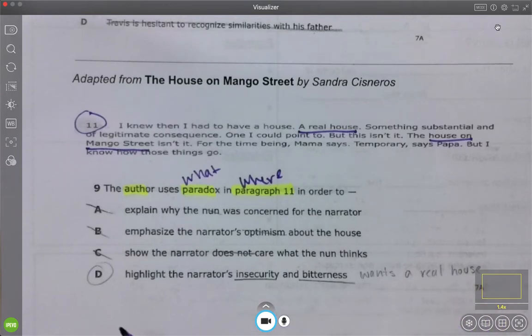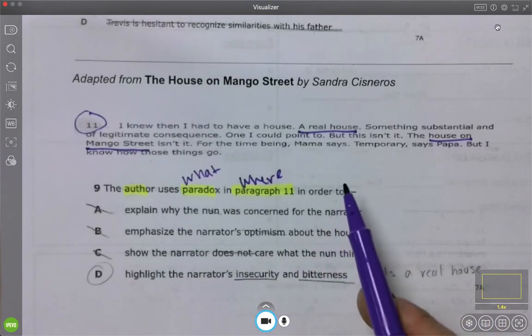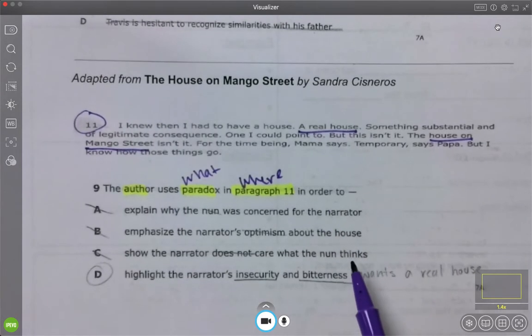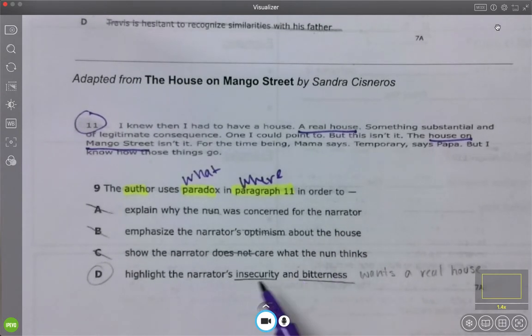So the answer is D, because the author uses the paradox in order to show us that this house does not feel real to her and makes her insecure and bitter.